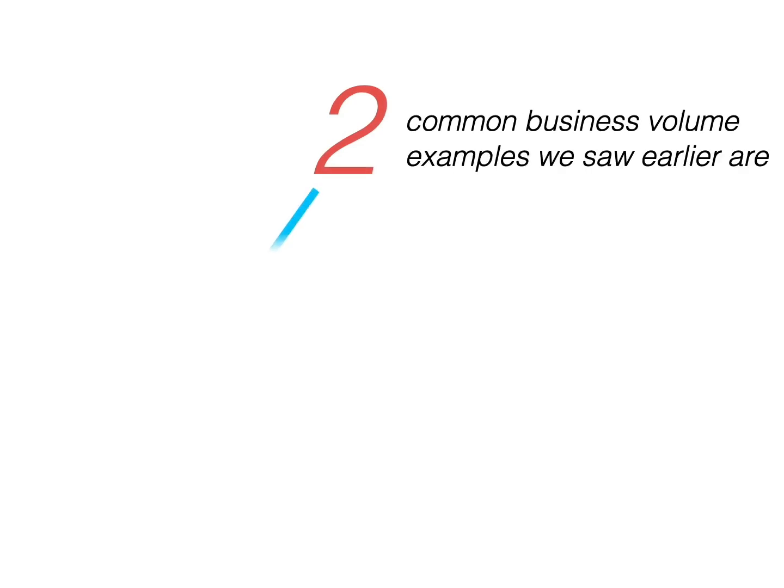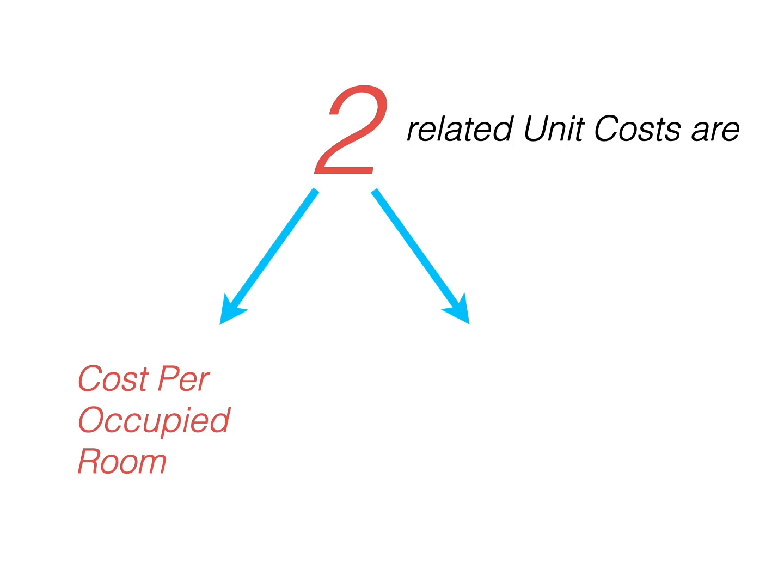Having said that business volume must be related to variable expenses to make them unit costs, it is logical to look at two of the most used examples of business volume, one in the rooms department and the other in the food and beverage department. So, what does cost per occupied room and cost per cover measure?